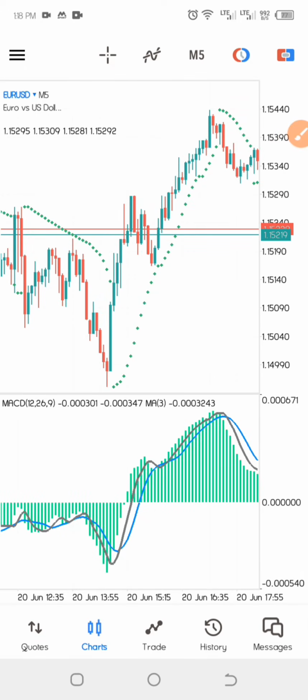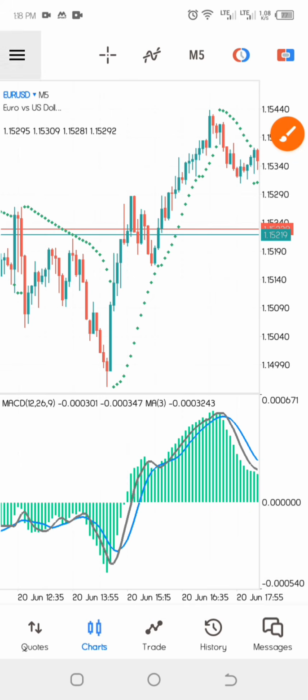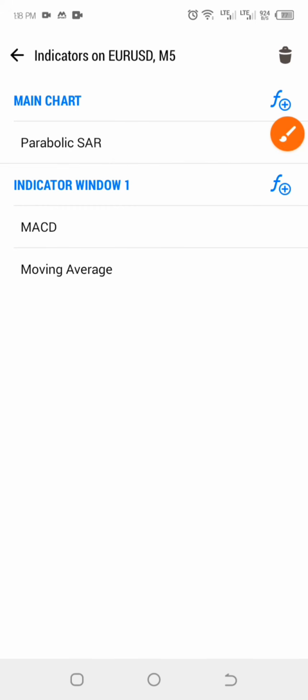So let's talk about the settings of the strategy. First thing you want to do is to go to this icon you are seeing at the top. When you click on this icon, it's going to direct you to where you are going to add your indicator. Now the first indicator we are going to be adding is the parabolic SAR. And how do we add this? We click on this F icon at the top. We search for parabolic SAR and click on it.